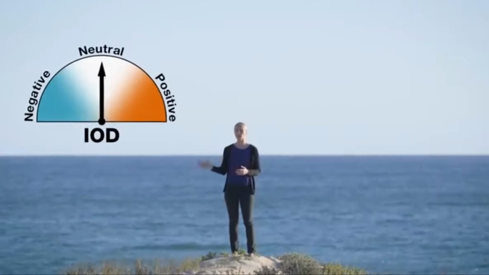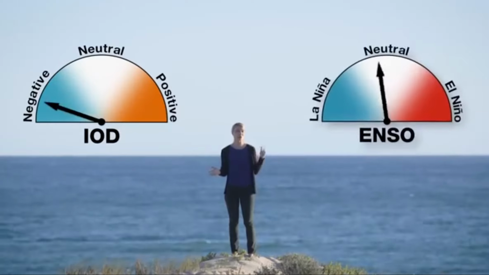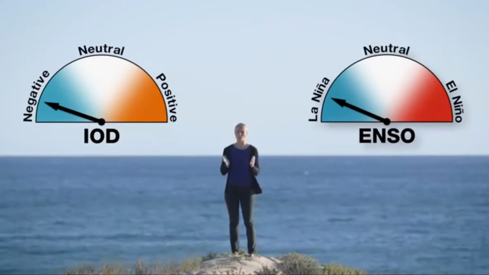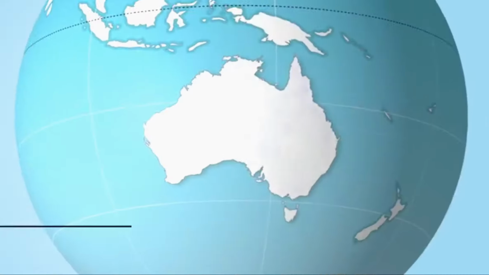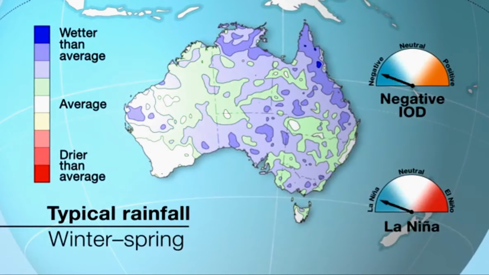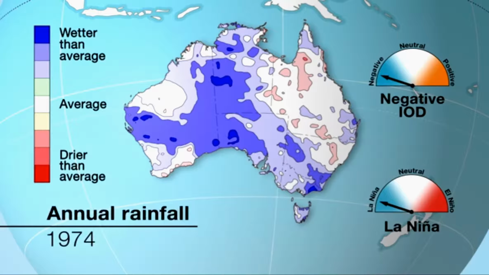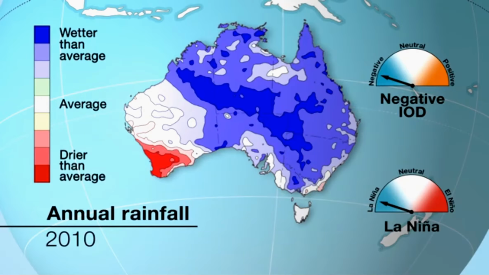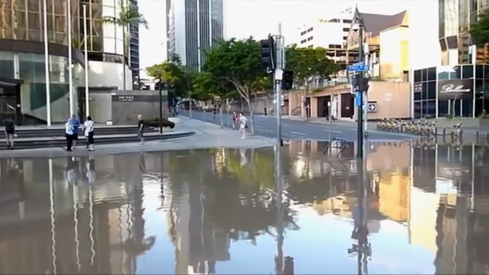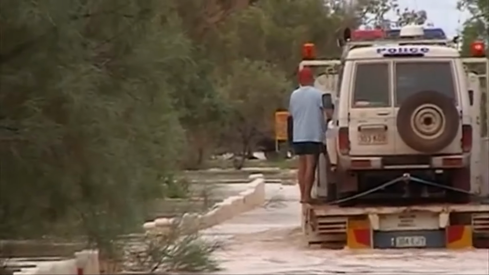Likewise, a negative IOD can often occur during La Niña, both pushing more rain toward Australia. If both are strong, Australia can experience significant rainfall and widespread flooding. We saw this in 2 of the 3 wettest years on record for Australia, 1974 and 2010. Both years brought costly and deadly flooding to many areas.